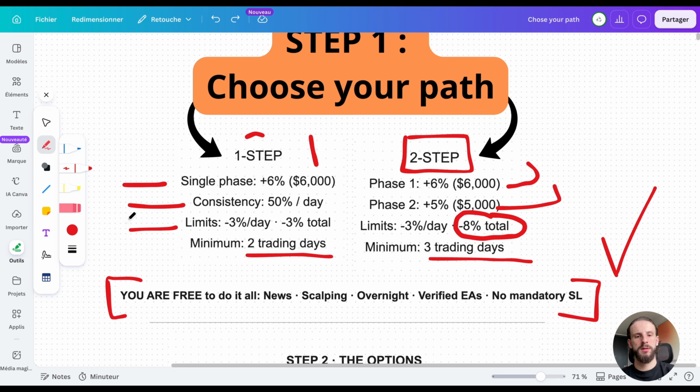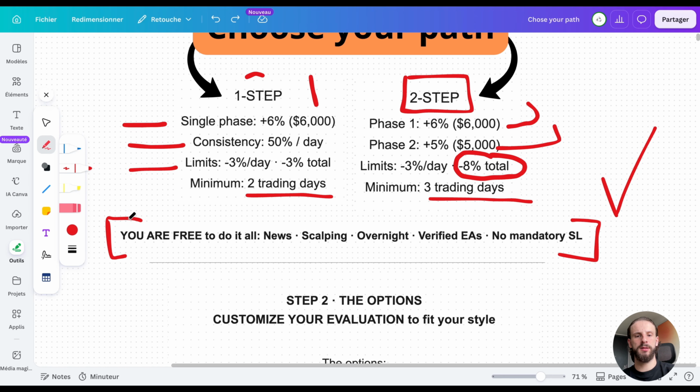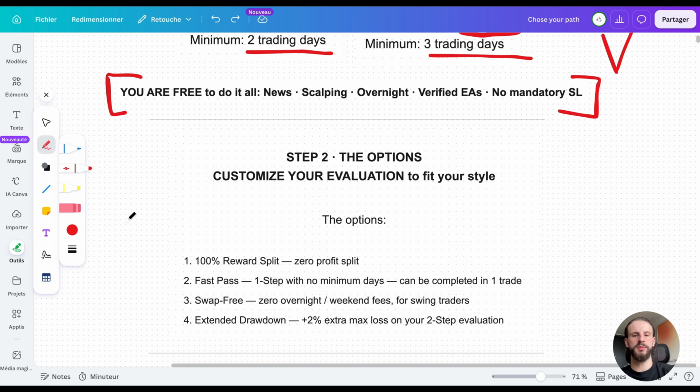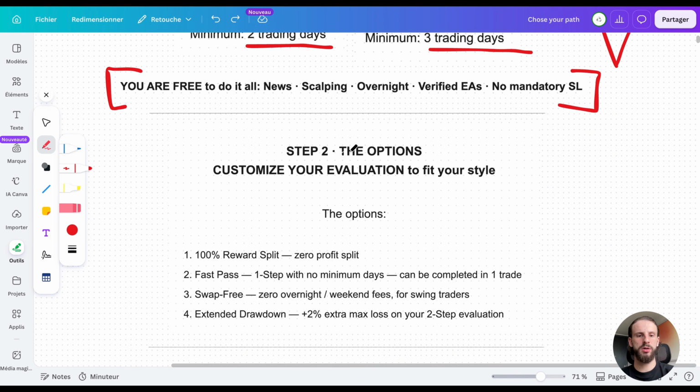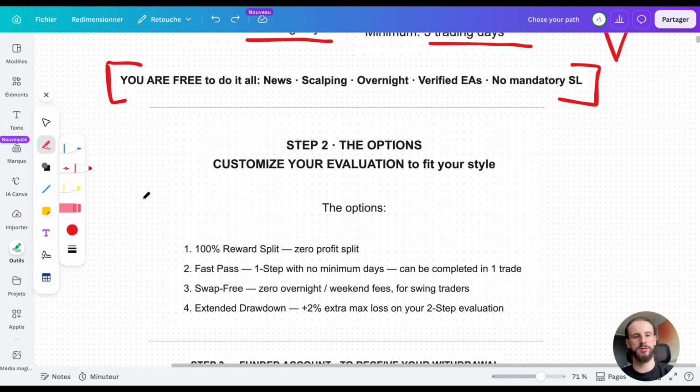Okay, now let's talk about the options. On top of the challenge you choose, you can customize your evaluation to fit your own style. You activate, of course, only what you need. Nothing is forced. So let me quickly go through the 4 of them. First, you have the 100% reward split. With this option, you can basically keep 100% of your profit. Zero profit split anymore. Everything goes to you.